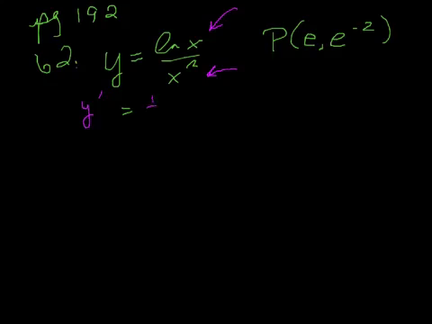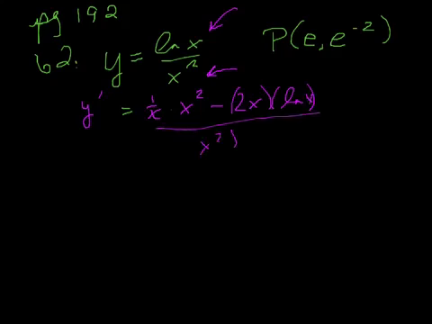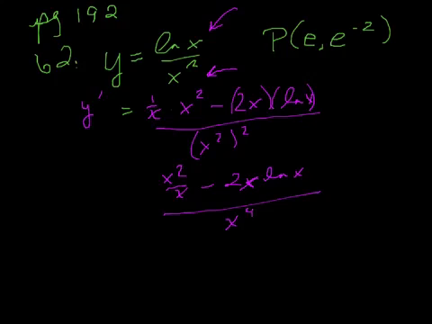Derivative of the top is 1 over x, and then I multiply that times the bottom, minus the derivative of the bottom, which is 2x, and I multiply that times the top, natural log of x. Over the bottom squared, so I have x squared, squared. So that gives me x squared over x minus 2x times the natural log of x over x to the fourth, because you multiply those exponents right there.